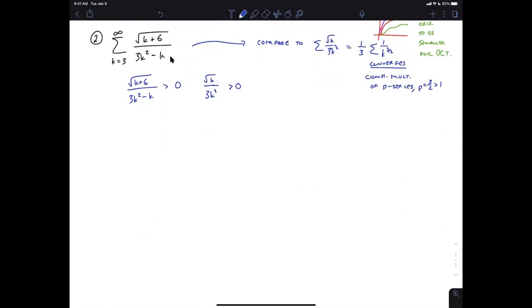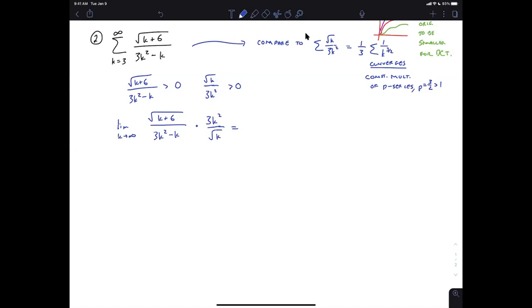Okay, so for the limit comparison, you say they're both positive. And now you compute the limit of a_k divided by b_k. So we say the limit as k approaches infinity of the square root of k plus 6 over 3k squared minus k, times the other one flipped over. That's a_k divided by b_k, but the way you divide fractions is you multiply by the reciprocal.